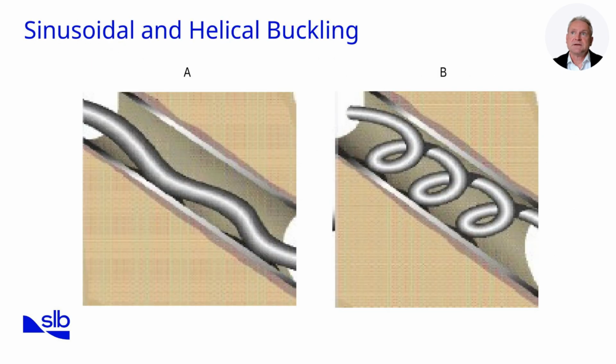This slide illustrates the two primary forms of drill string buckling. On the left, we see sinusoidal buckling, where the pipe forms a gentle wave pattern within the borehole. This usually occurs at lower compressive loads and results in moderate sidewall contact. On the right, the image shows helical buckling, where the pipe coils against the borehole wall in a spiral form. This transition occurs at higher compressive loads, causing significantly greater side forces, higher torque and drag, and accelerated wear.